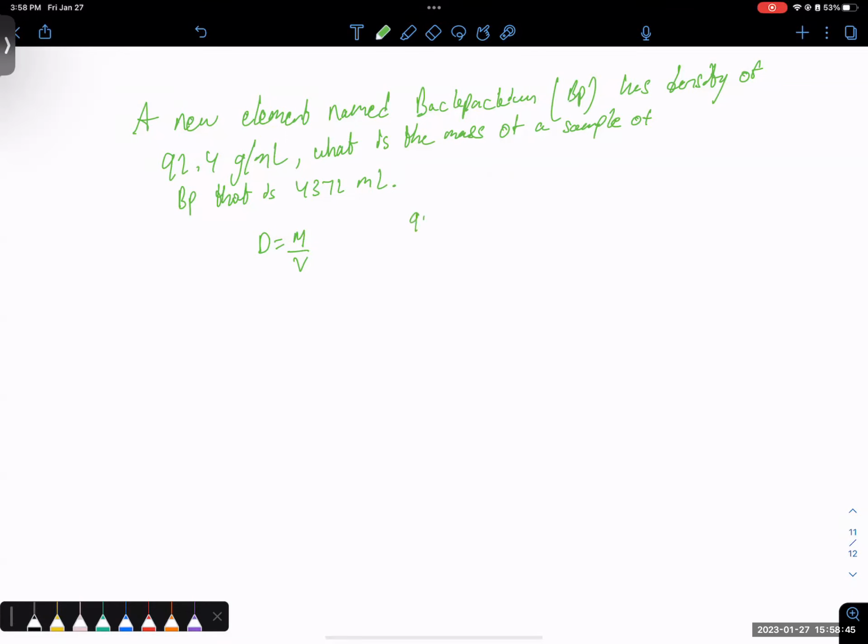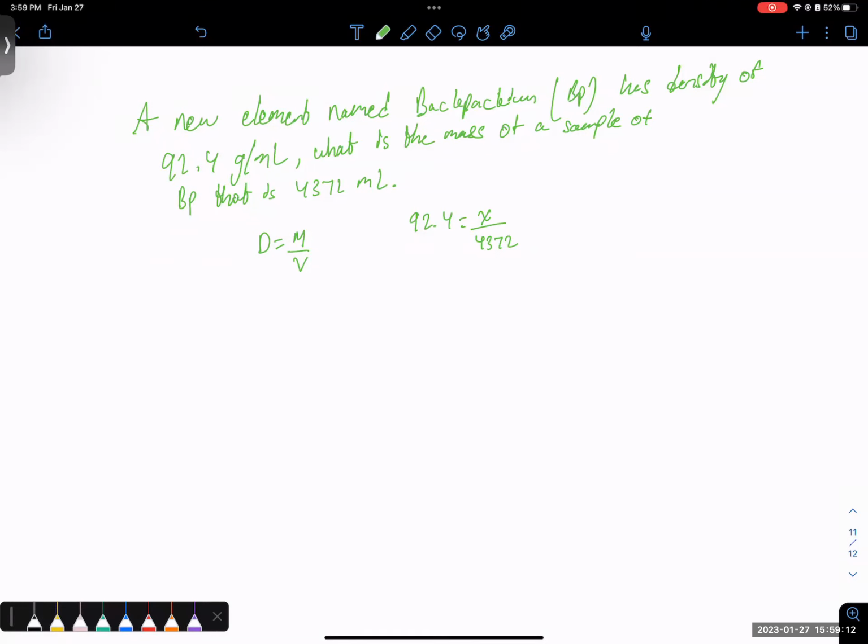All right, so 92.4 grams per milliliter. And then mass, we'll call that X because we don't know what that is. I'm still trying to find my X. Don't ask why. Okay, I make jokes sometimes. Okay, 4,372 milliliters. This is grams over milliliters, and then you multiply by milliliters, so it all cancels out and you get grams.